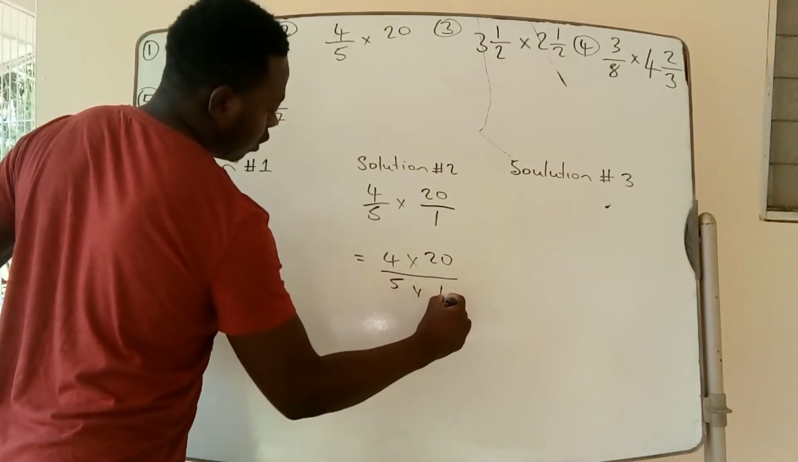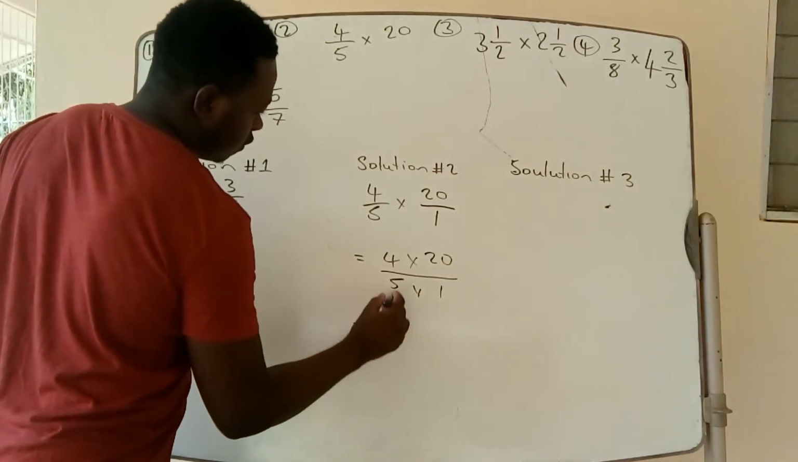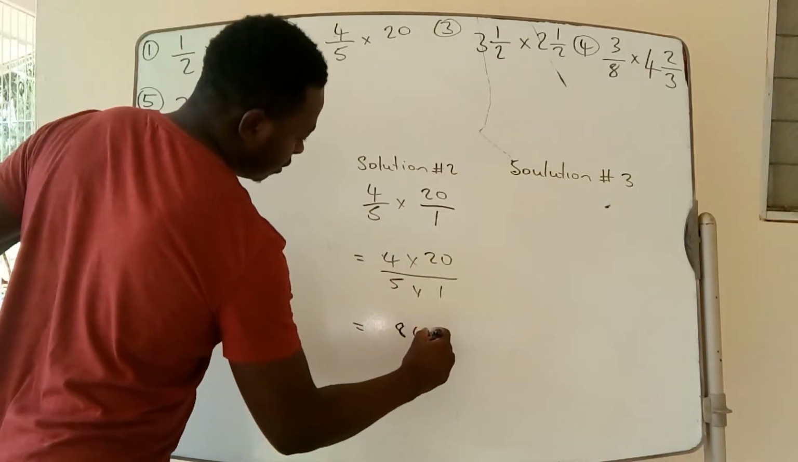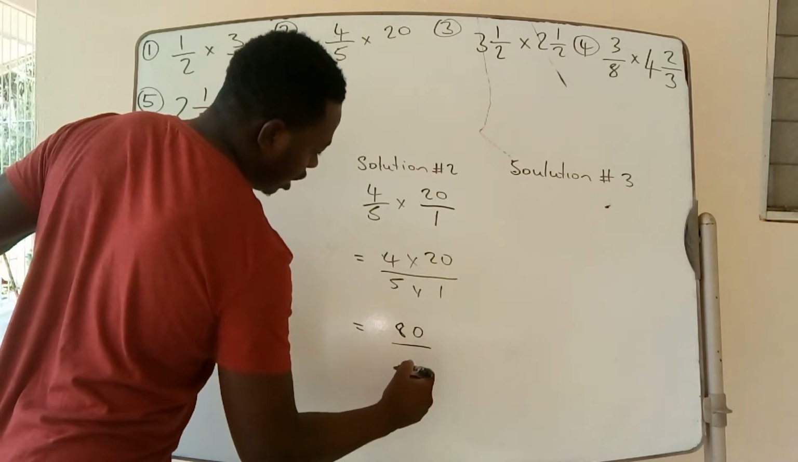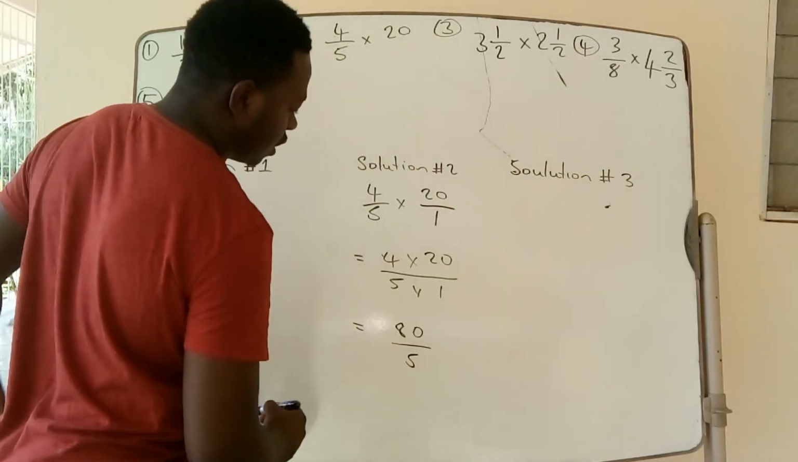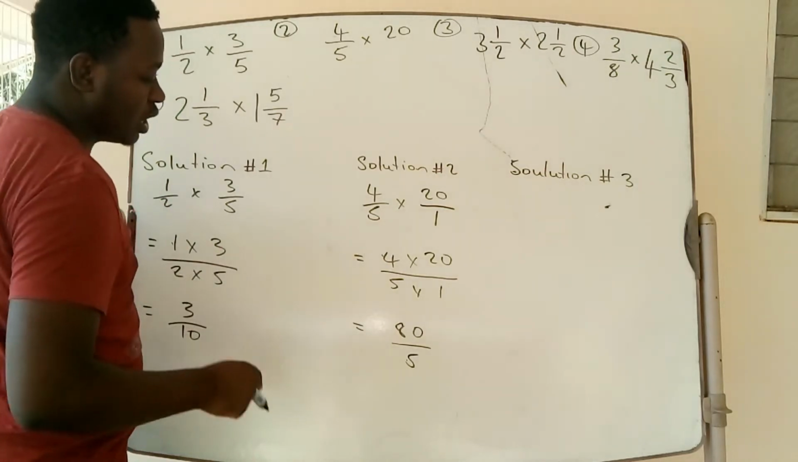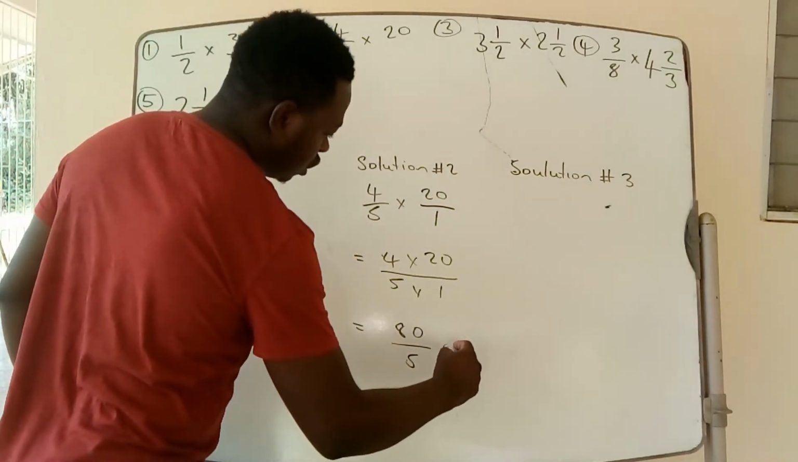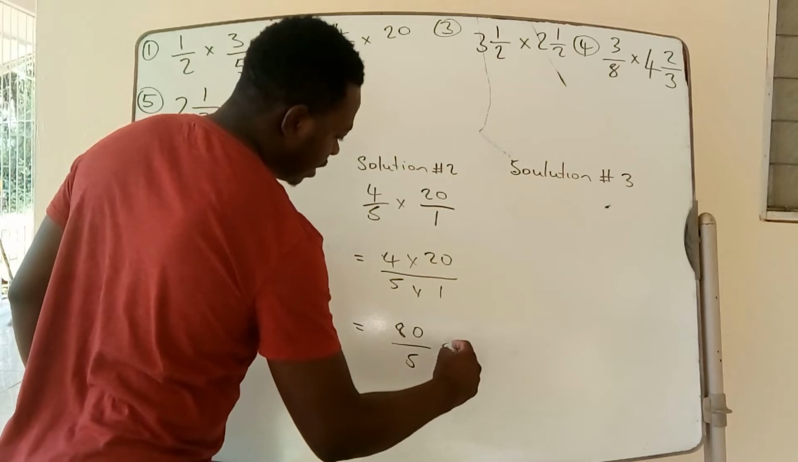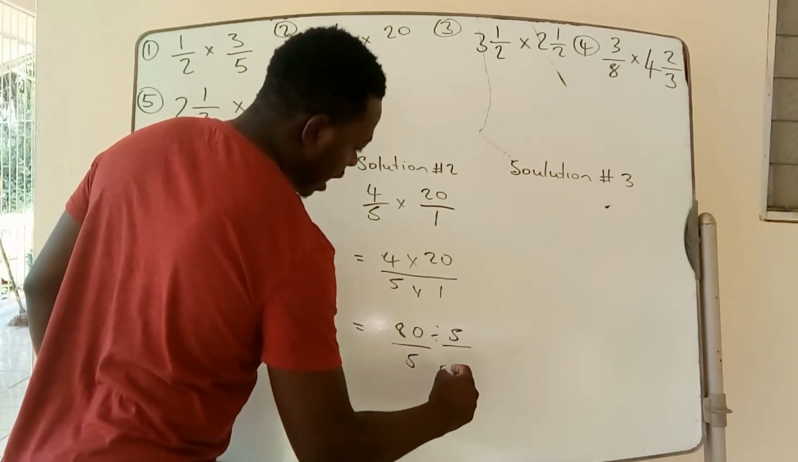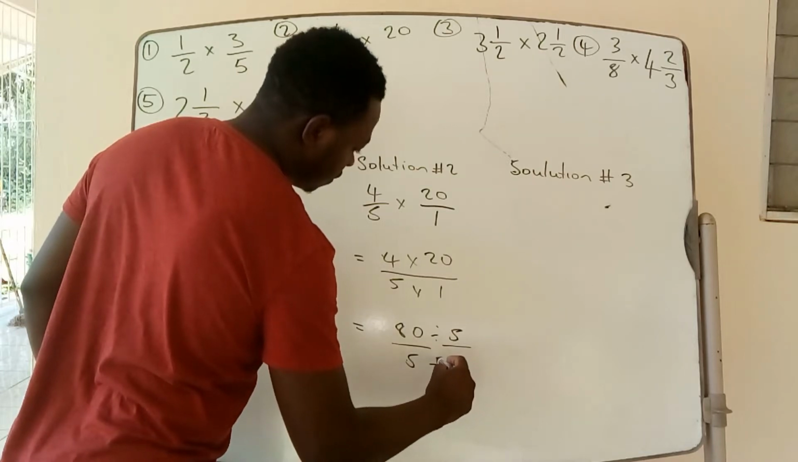So 4 times 20, that's 80, over 5 ones, that's 5. Now, can 5 go into 80? Yes, it can. So we can divide both numerator and denominator by 5.